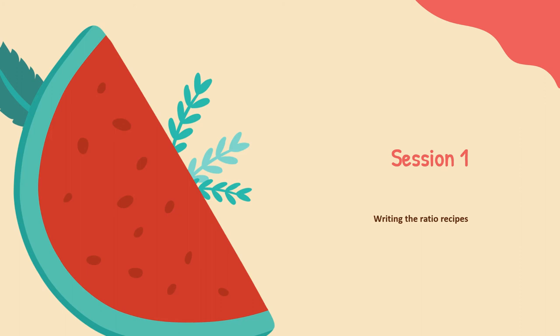Session 1, writing the ratio recipes. Tell students that before we make our snacks, we have to figure out the different parts of the snack and how they're going to work together to create the healthy and delicious snack. Ask students if they've ever used a recipe. What is a recipe? Was it helpful? Why was it helpful? Why was it not helpful? Why would it be helpful for us to create a recipe for our snack?